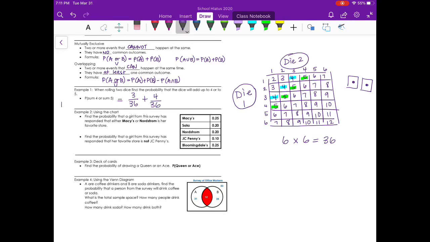And these are mutually exclusive events, meaning that there is no way that you could have a sum of 4 and a sum of 5 at the same time. We do not have to subtract any overlap because there is no overlap to subtract. So we'll add these two probabilities together, and that gives us 7 out of 36, which does not simplify.